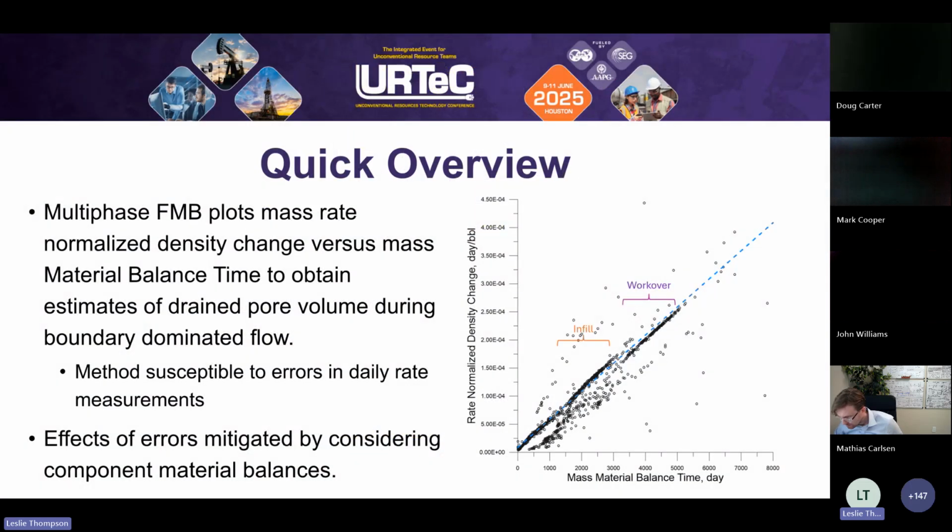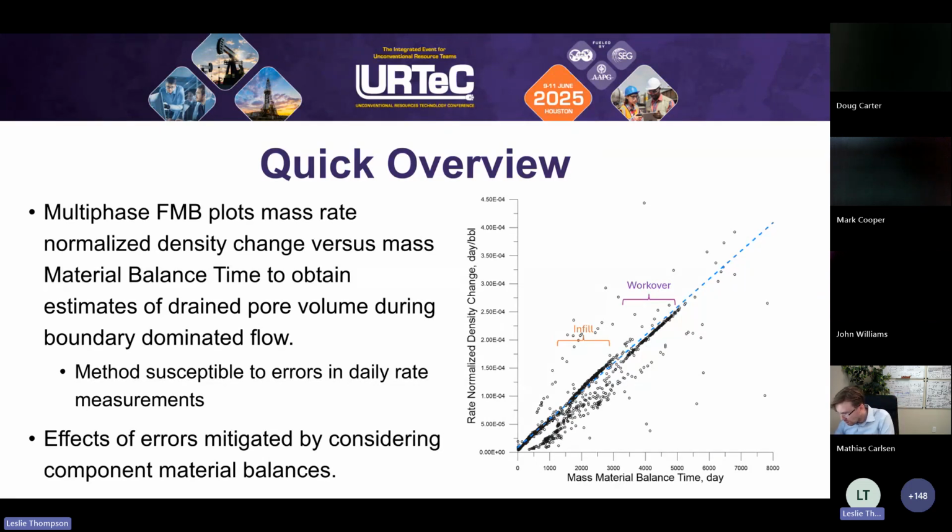Okay, so a very quick overview. I guess since most of you here do use Whitson Plus, you're probably familiar with the fluid material balance. But just to remind you, it is a method that uses production data and PVT data to generate plots of change in fluid density with respect to change in mass rate, normalized change in fluid density versus mass material balance time, to get a plot whose slope is inversely proportional to the pore volume of the reservoir.